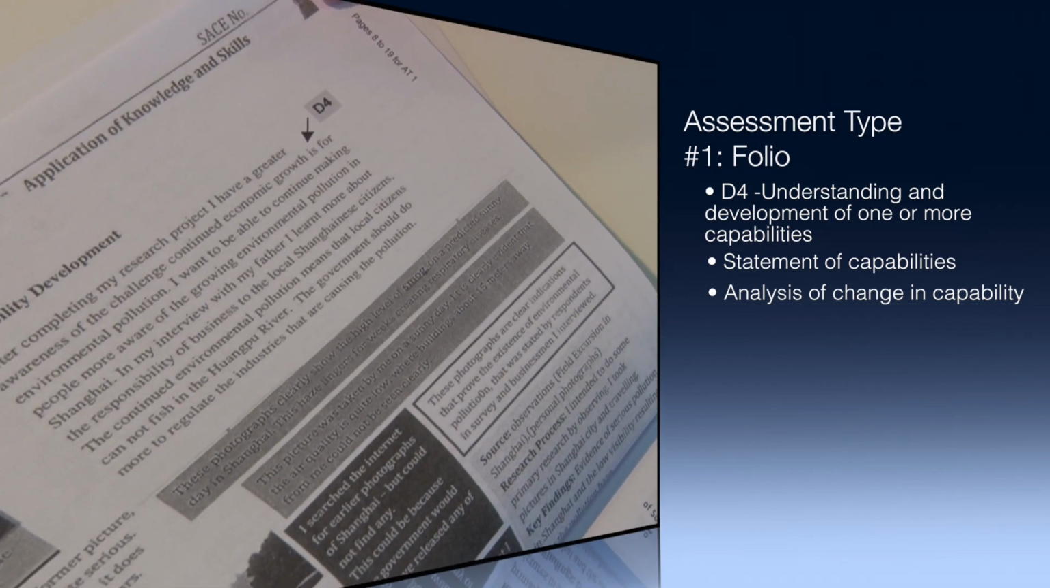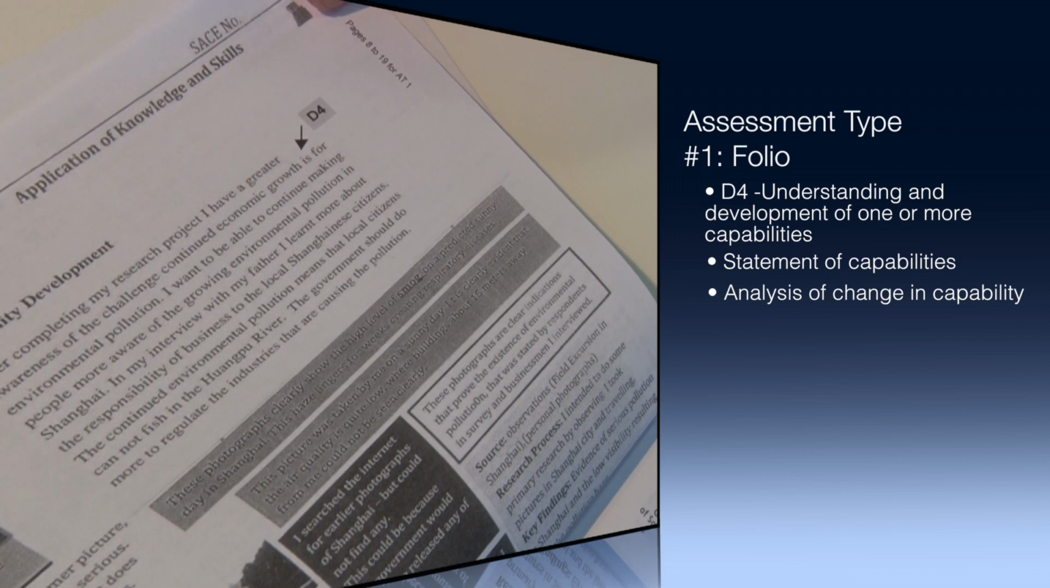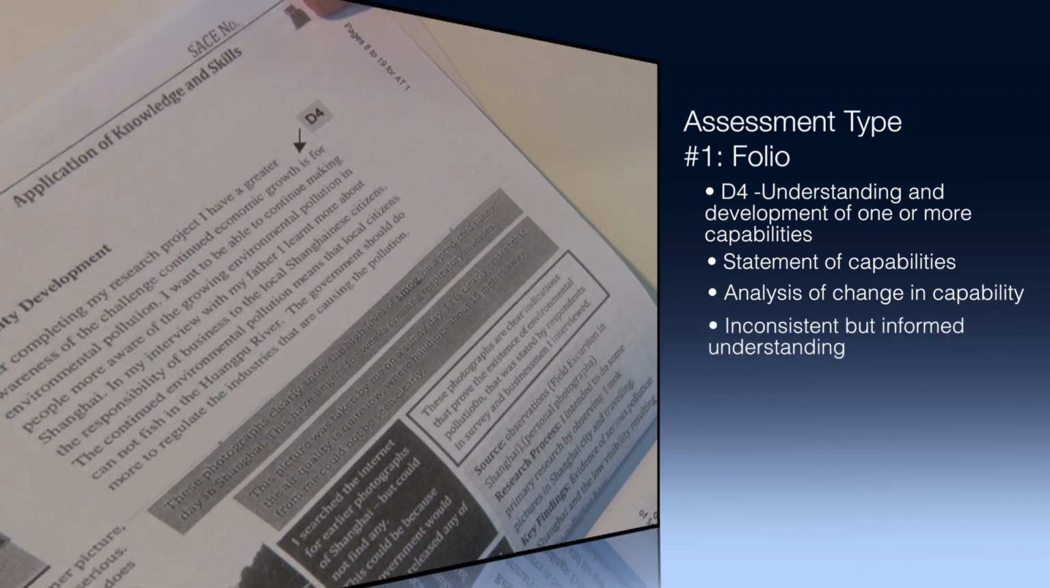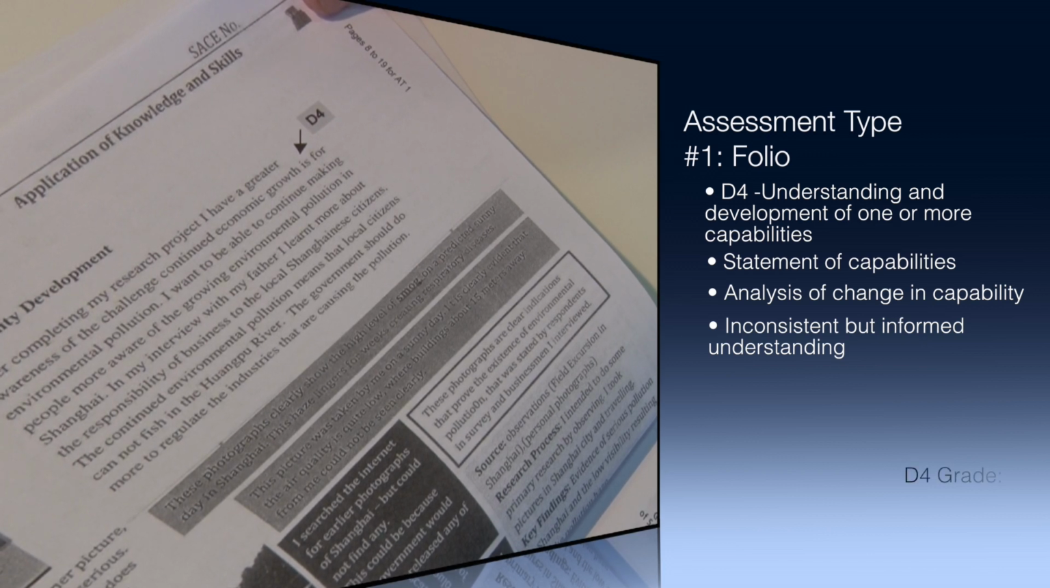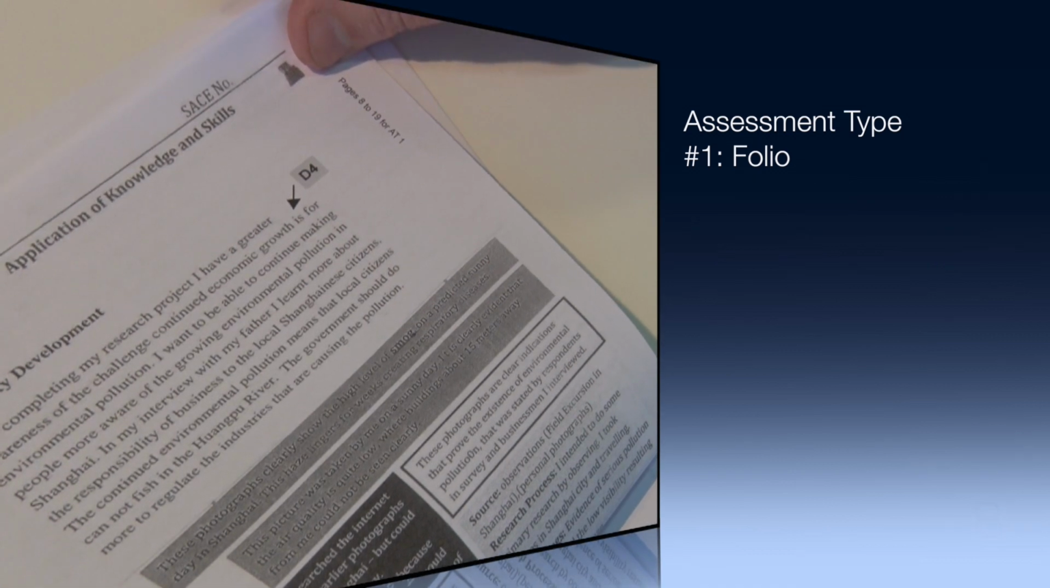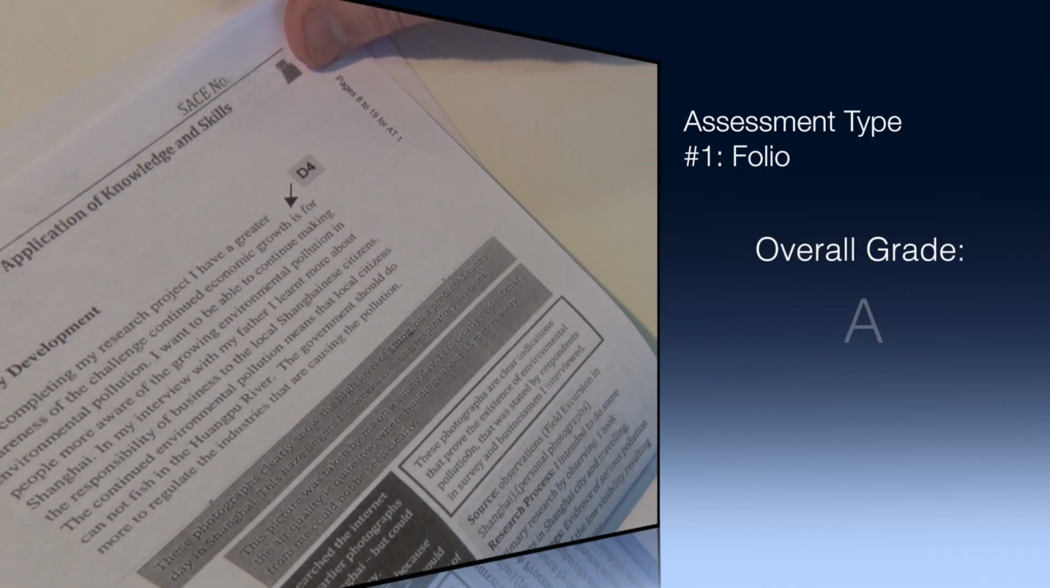Now, the student demonstrated an informed understanding, but it isn't necessarily developed consistently. So the student overall was awarded a B for D4. Holistically looking at the folio, the student received an A overall.